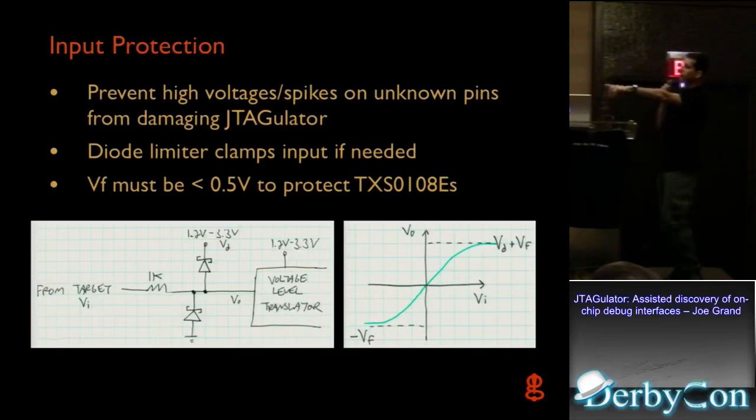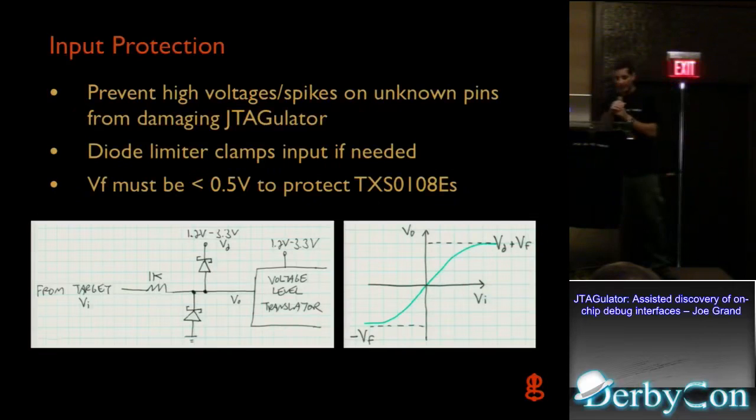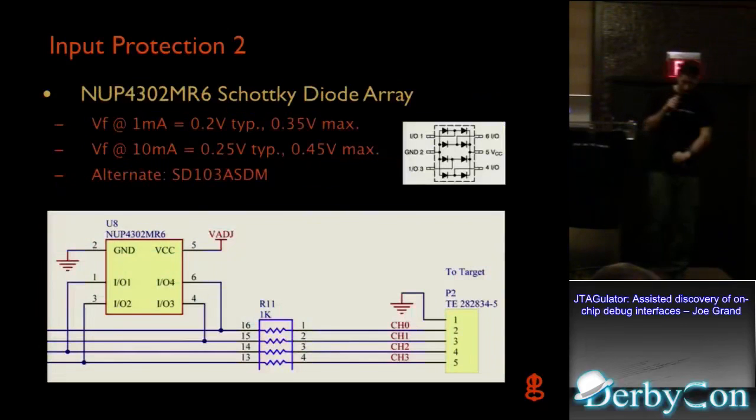The way the diode clamps work, if you look on the right side, is that we're protected down to the negative forward voltage of the diode and up to the positive forward voltage plus VDD. So we need to make sure the diodes we choose protect the input pins of the Propeller and keep them within spec. To do that, we needed something with a really low forward voltage, so we ended up using Schottky diodes, which are really fast and have low forward voltages. We have those on every single pin.